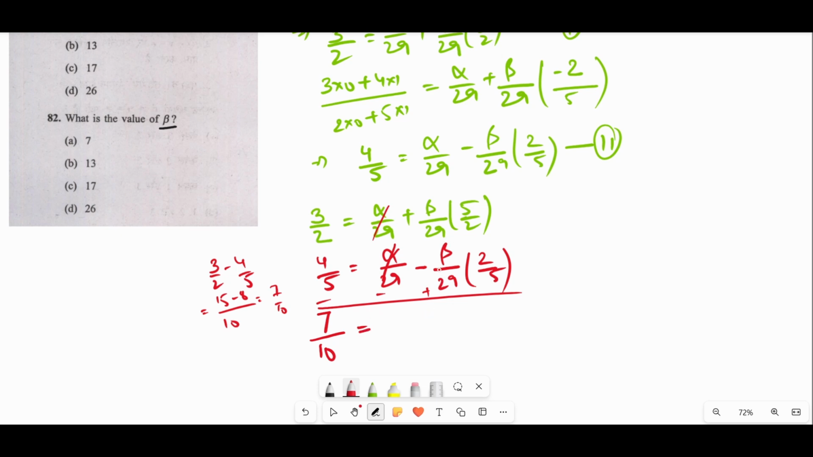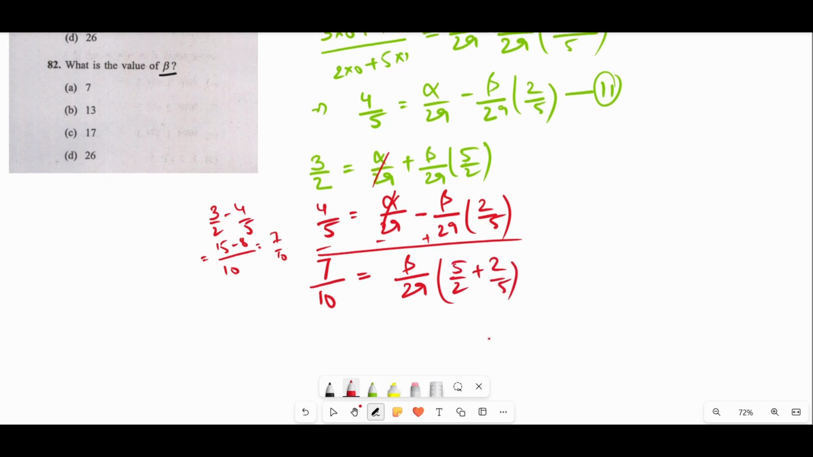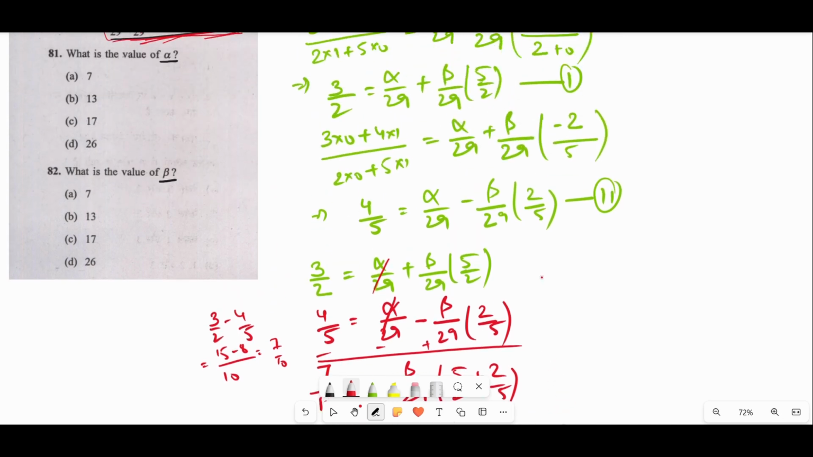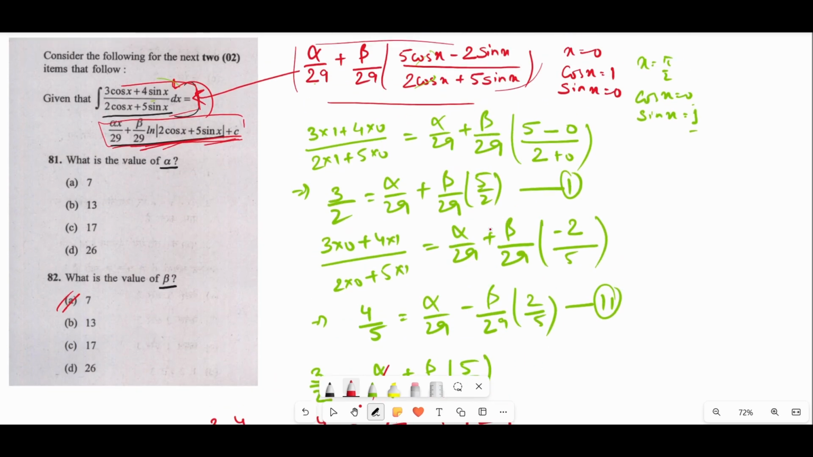And then if we take beta by 29 common outside, we get 5 by 2 plus 2 by 5. And on simplifying this, we get 7 by 10 is equal to beta by 29 into 29 by 10. 29, 29 gets cancelled, 10, 10 gets cancelled. We get beta equal to 7. So now we have the value of beta. So hence answer is 7 here. If we just put the value of beta in any of the equations, and on solving that, we get alpha equal to 26. And that's how you solve this question without even integrating it.